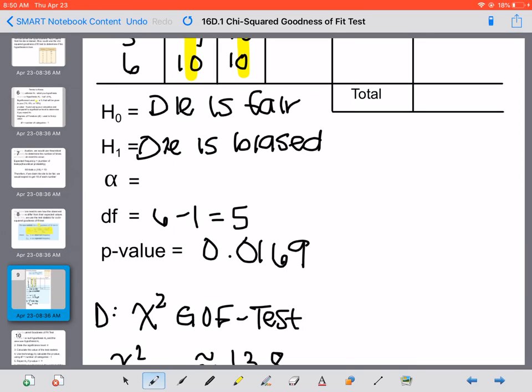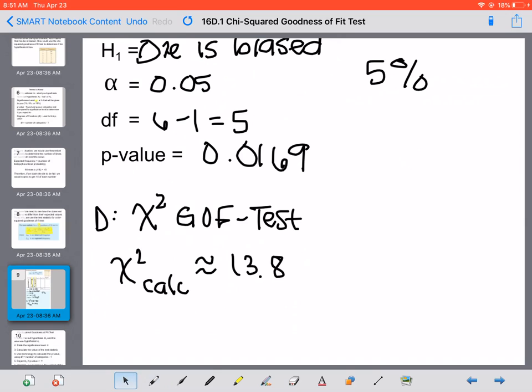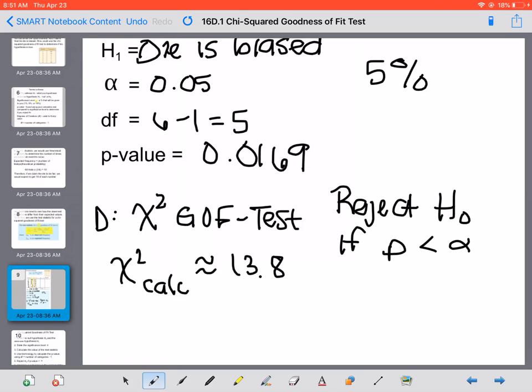Okay, our significance level, I actually forgot to tell you what we were going to do. Let's go with a significance level of 5%. So if we use 5%, our alpha is going to be 0.05. Okay, and in order for us to know if we want to accept or reject our H sub 0, the rule of thumb is that you're going to reject H sub 0 if your p-value is less than your alpha, which is your significance level.